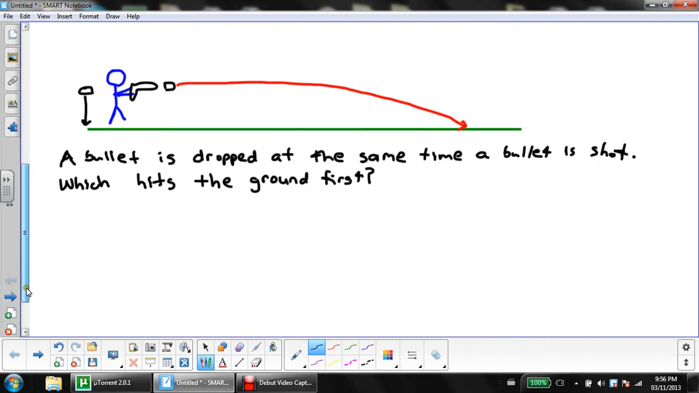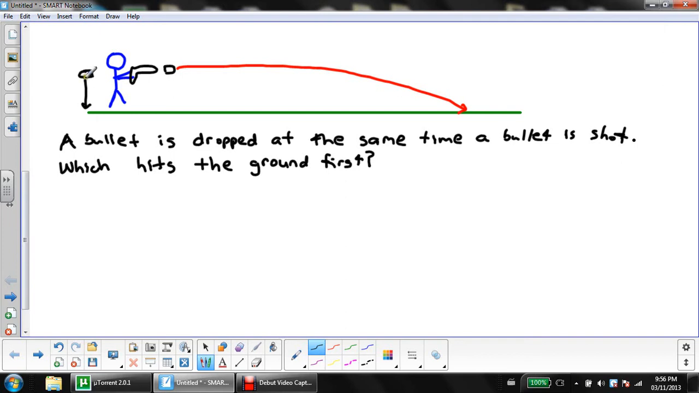Question for us here. A bullet is dropped. This guy right here is dropped at the exact same time that this bullet is shot, and they're both at the same height. Which hits the ground first? You want to think about it. Time's up. Answer, same. They hit the ground at the same time.